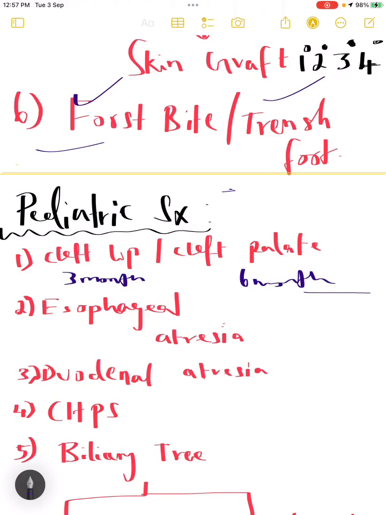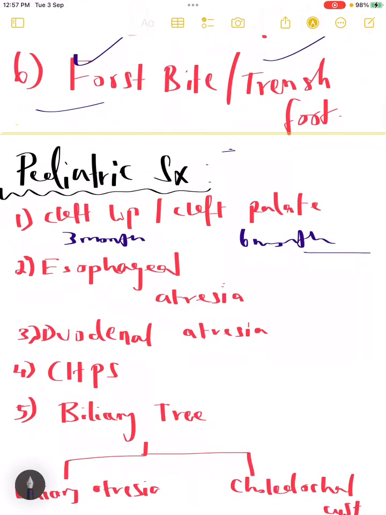These topics too. From cleft lip and cleft palate, there will be causes, medical causes for cleft lip and palate, and types of palates also, unilateral and bilateral, partial or complete. Many things are there from cleft lip and palate, so study about that too.